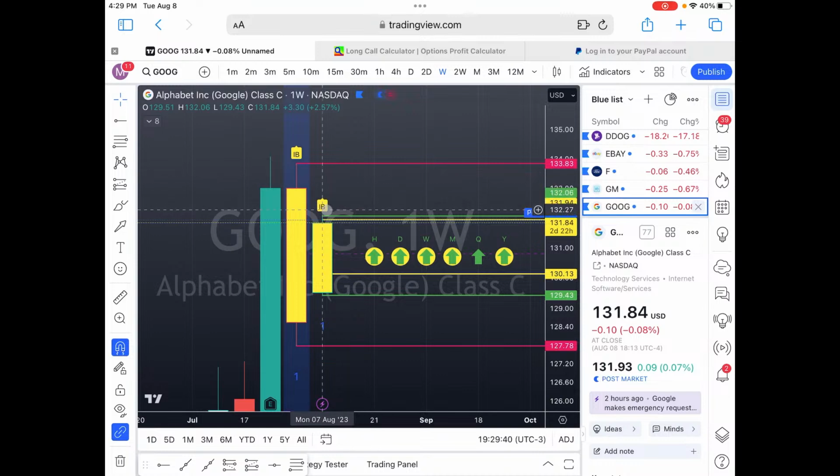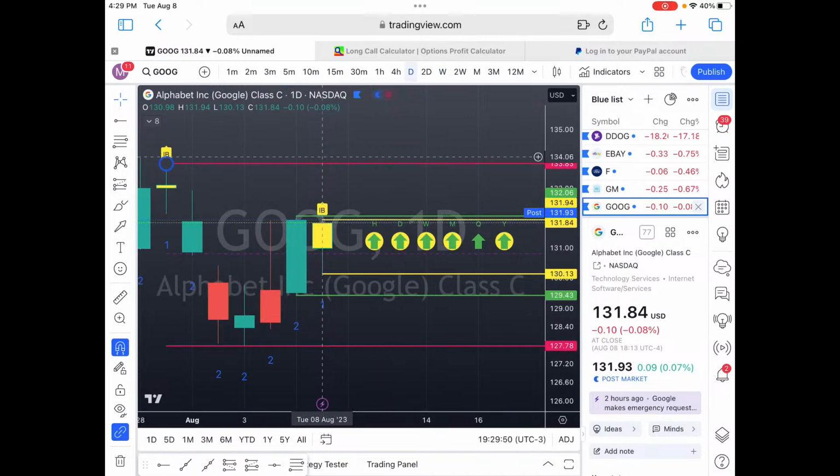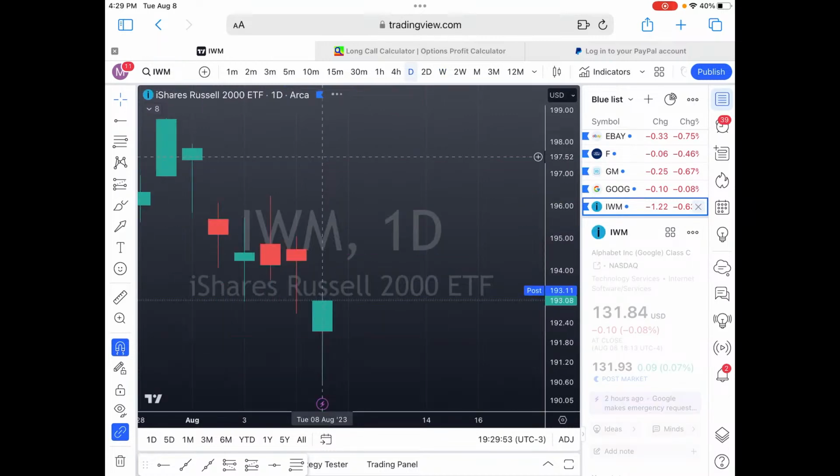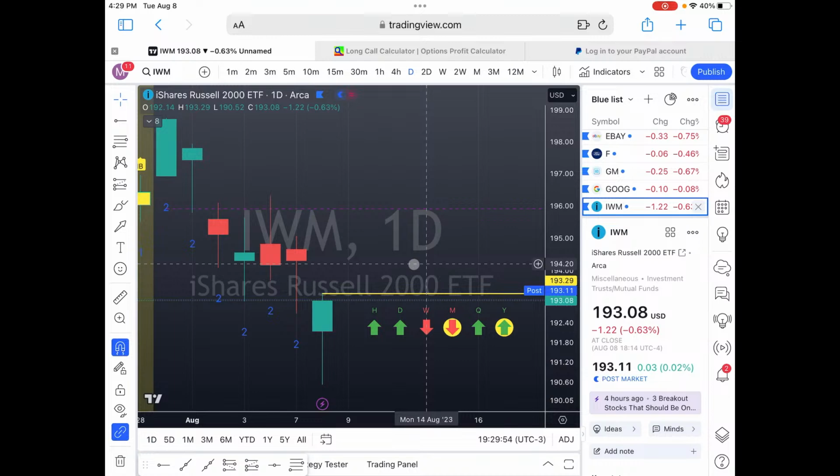We're looking to break out of the inside bar on the weekly on Alphabet, on Google. So I'd like to see that tomorrow if it was going to happen one way or the other, because as we get later into the week, it's less likely that we overtake the trigger on either side. IWM, 2 down green, hammer candle, calls at 193.29.